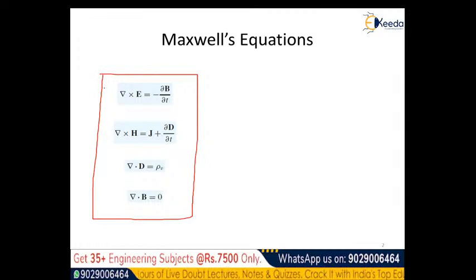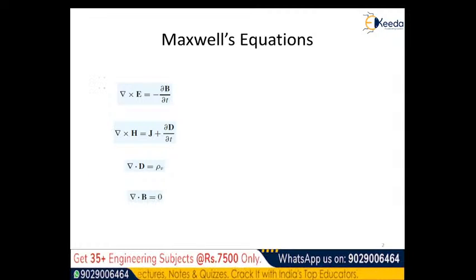Another name for this set is the point form. Next to the differential set, or point form, we have the equivalent representation using integrals. The first equation, del bar cross E bar is equal to minus del B by del t, is represented as the closed line integral of E bar dot dl bar equal to minus the surface integral of del B by del t dot ds bar.